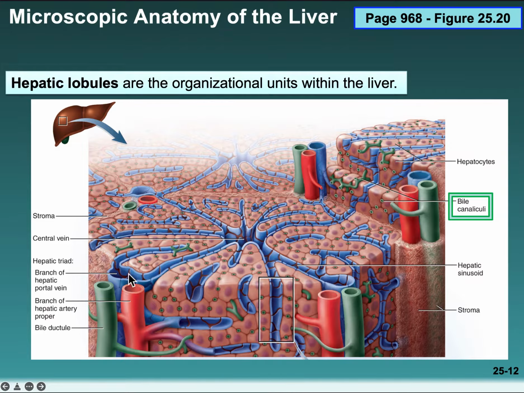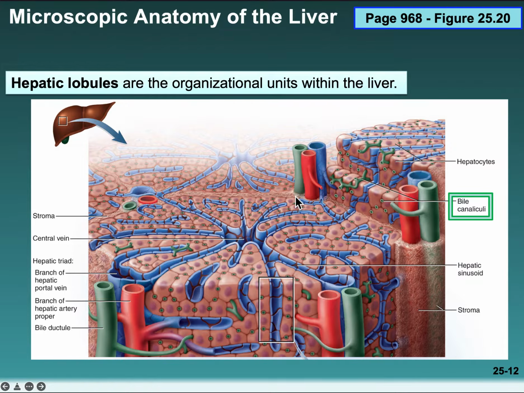And so there turns out to be a functional unit of the liver right here that's called a hepatic lobule. A hepatic lobule. And a hepatic lobule is then the functional unit right here of the liver.